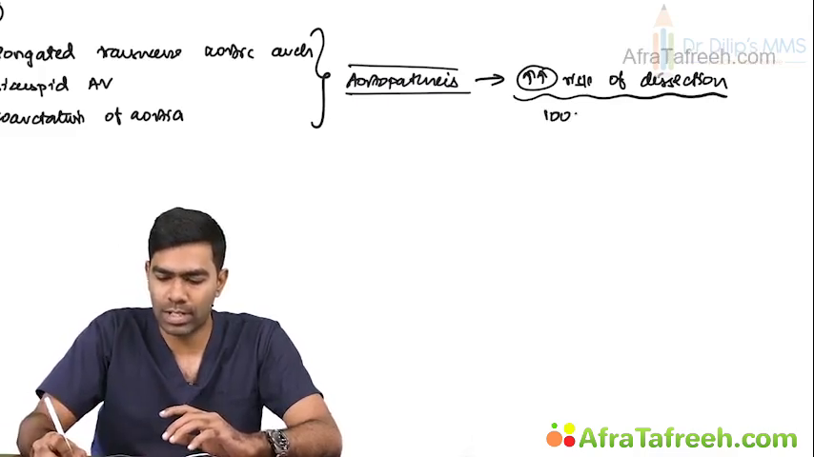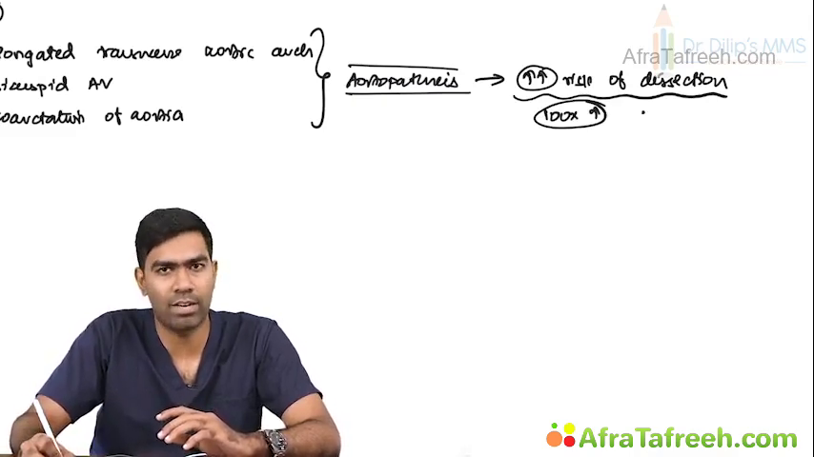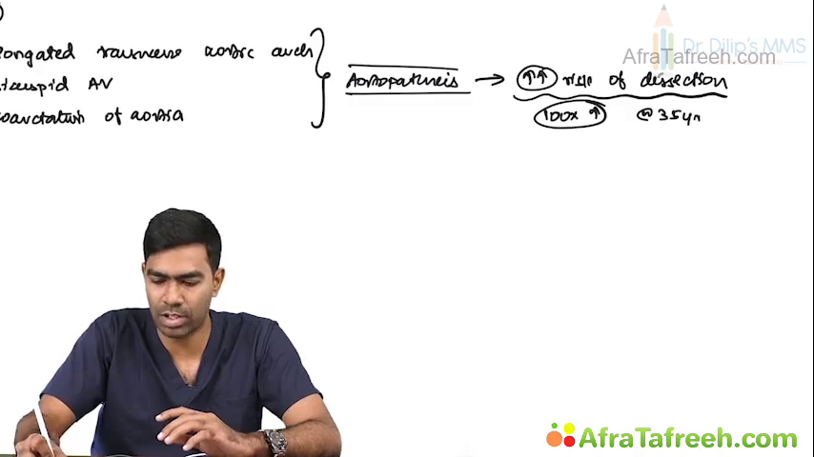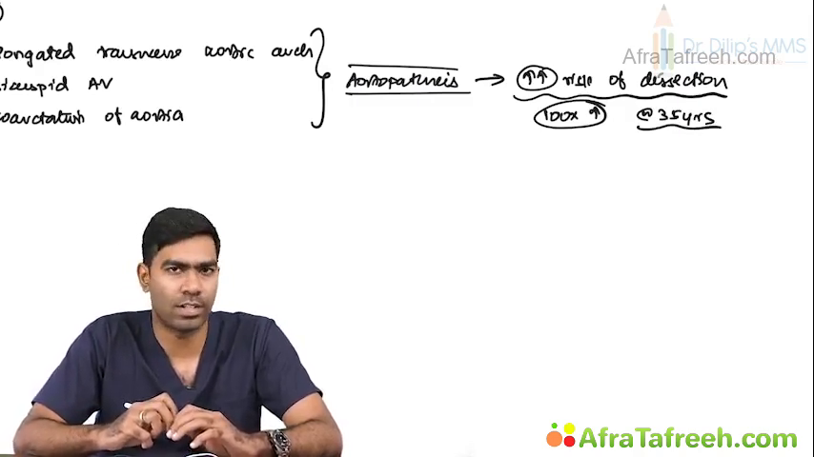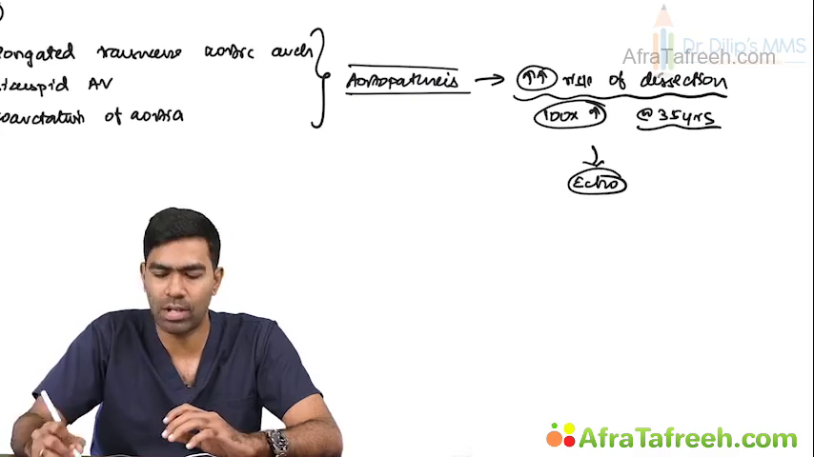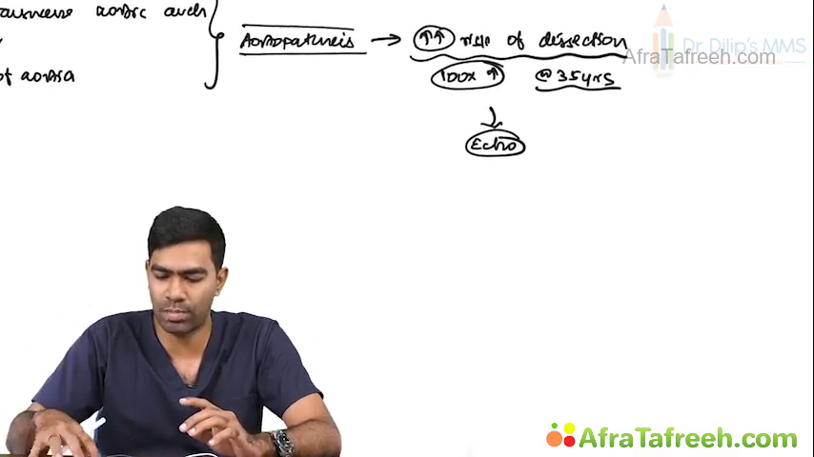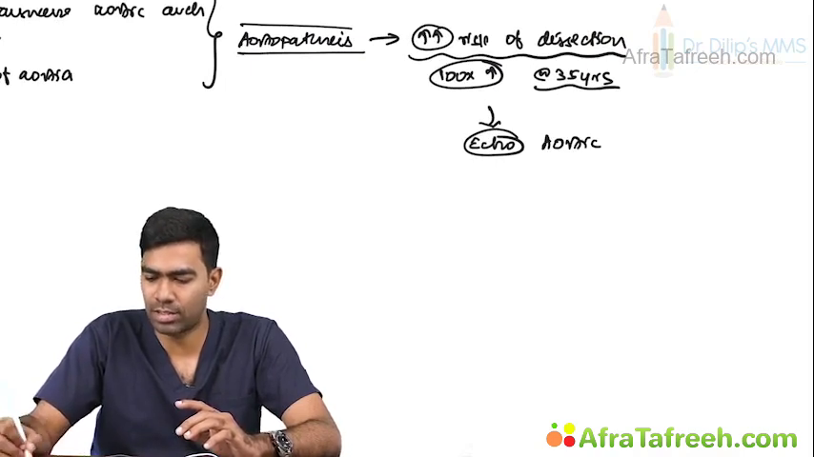Turner syndrome patients have a 100 times increased risk of developing aortic dissection, and they develop it at a younger age compared to age-matched controls. At 35 years itself, they will develop aortic dissection most of the time. That is the reason why you have to monitor with echocardiogram. And how frequently you monitor depends on the initial assessment with the aortic size index.